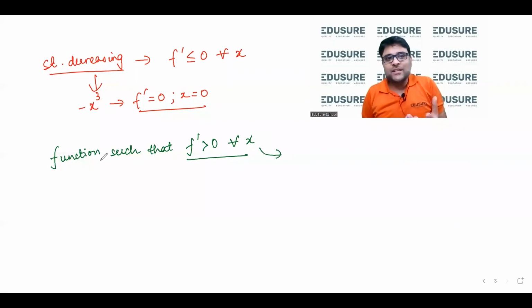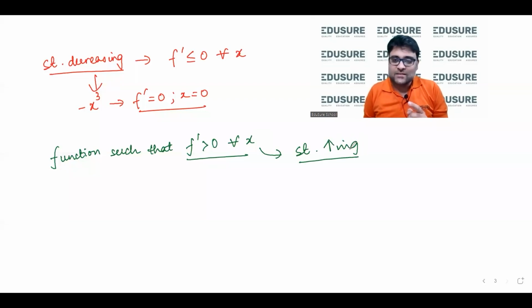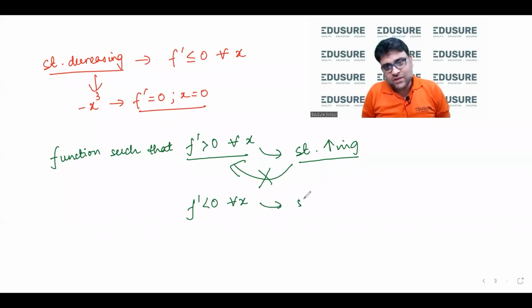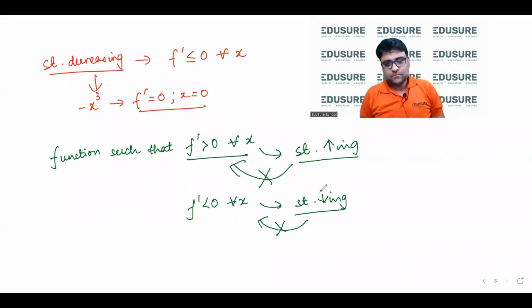If they mention in the question that f dash is positive for all x, it means that the function is strictly increasing. But it is now important for you to understand that f dash positive means this, but strictly increasing does not mean this. It's not vice versa. So f dash positive for all x will mean strictly increasing. Strictly increasing will not mean f dash positive. Similarly for strictly decreasing, if f dash is negative for all x, it will imply strictly decreasing, but as we have seen, not vice versa.